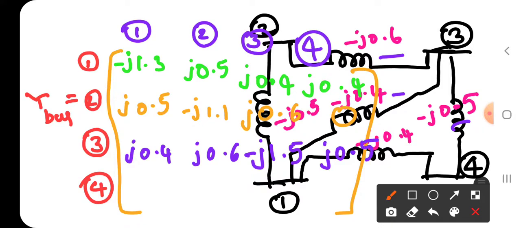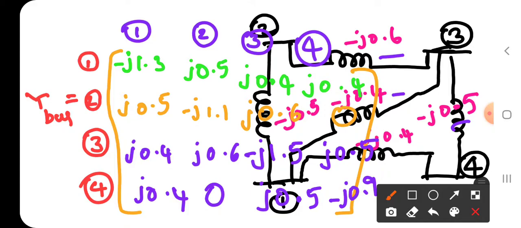Next 4 1, J 0.4. And 4 2, 0. 4 3, 0.5. 4 4, yes, what is that? J 0.5 plus 0.4 is 0.9. That means minus J 0.9. This is the Y-bus matrix of the given 4-bus network.